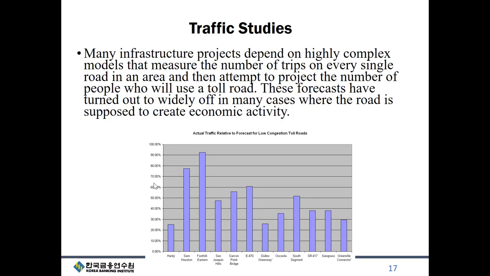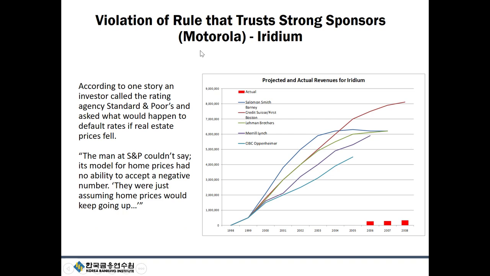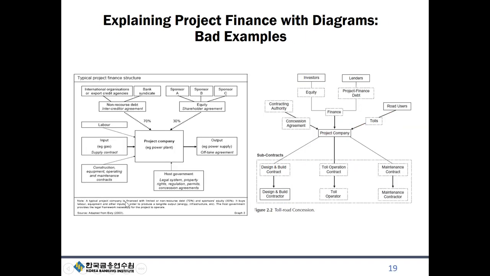Oh, so good. But then we have a counterexample, of course. Motorola did this telecom study, and all these people, wonderful: Salomon Smith Barney, the Lehman Brothers, they were considered so good. They projected all these amounts, and here's what actually happened. I saw somebody with an Iridium on his shirt yesterday in Amsterdam.